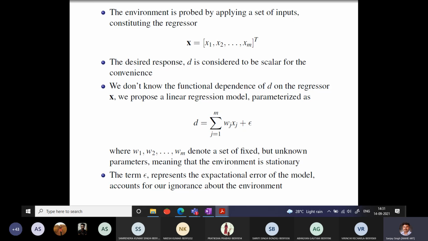So the term epsilon here, or error term E, represents the expectational error of the model, which accounts for our ignorance about the environment. As I said, something is there which you are not able to model. To account for that ignorance, we use this error term. Also, everything has to be boiled down to matrix notation for ease of convenience and analysis. We know it's basically the dot product between W and X, which I can write as an inner product W^T X, and of course E is there. So this entire part comes out in a single matrix notation as W^T X plus epsilon.